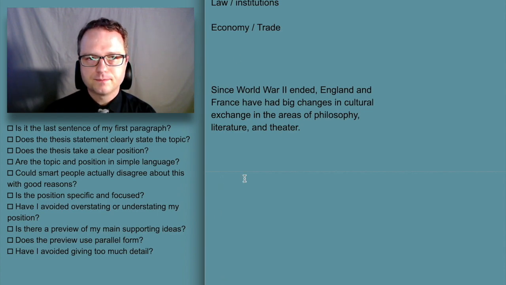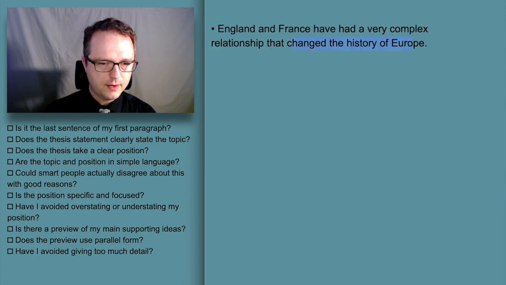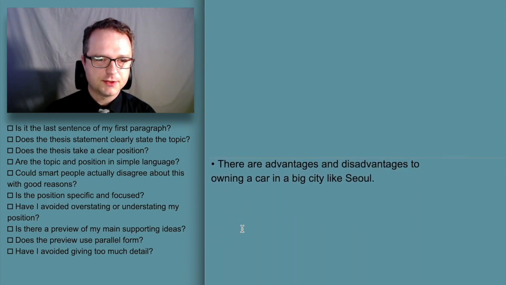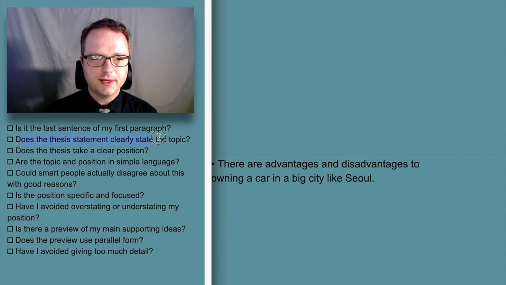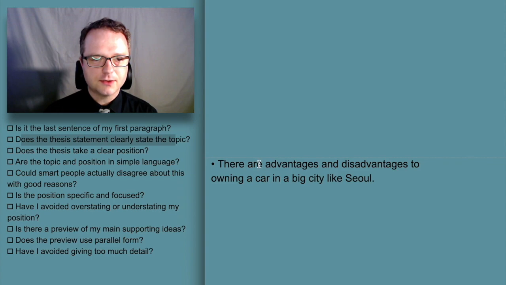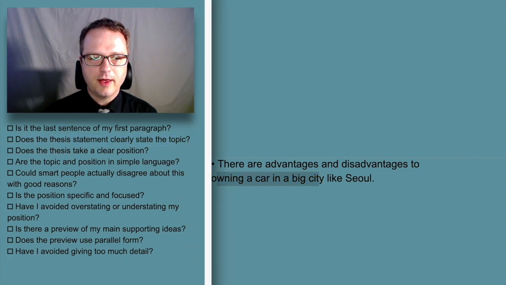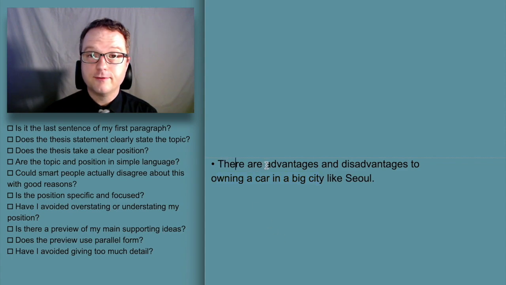Next one, there are advantages and disadvantages to owning a car in a big city like Seoul. So skipping the first question, does it clearly state the topic? I think so. Owning a car in a big city is the topic. Does it take a clear position? And I think this is where we have a problem this time, is we have advantages and disadvantages. So this is a thesis statement that's trying to do both sides.